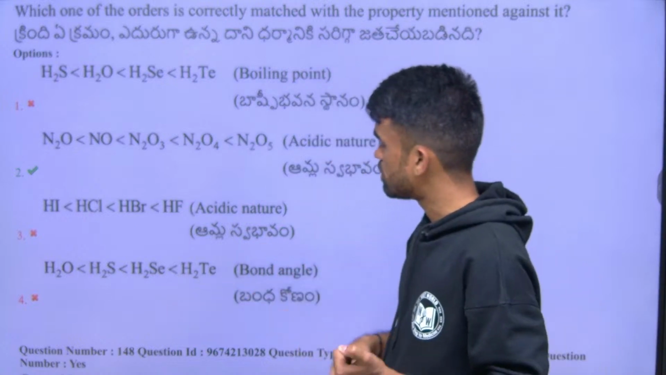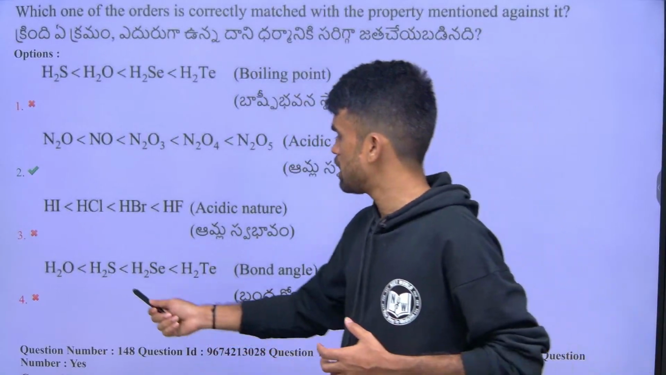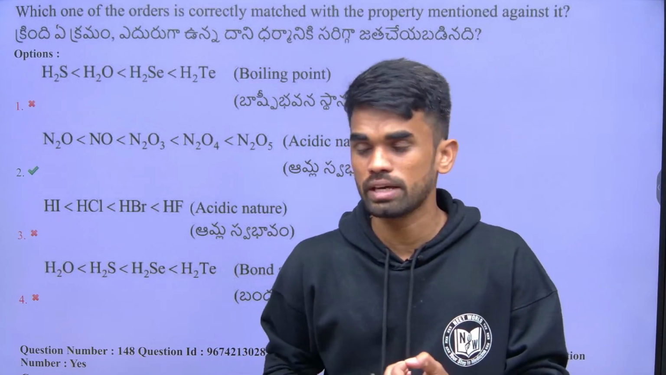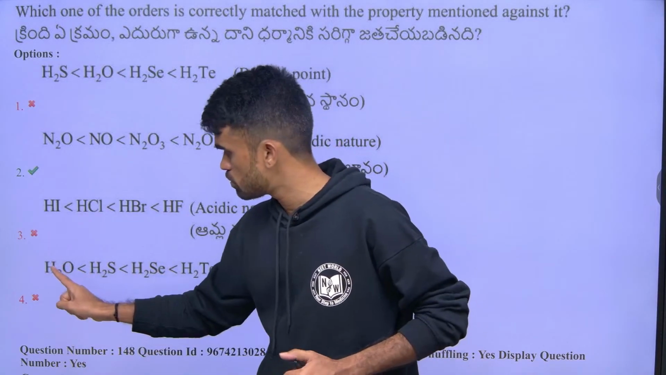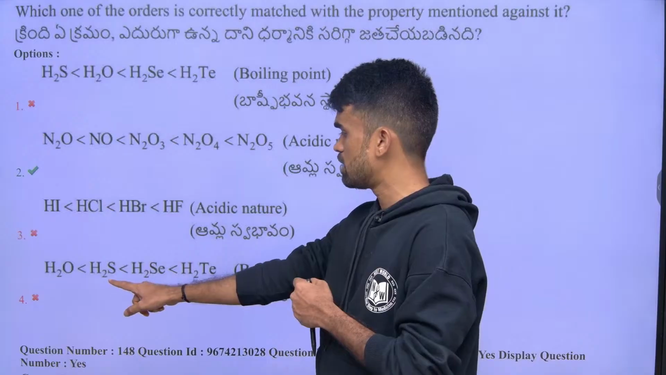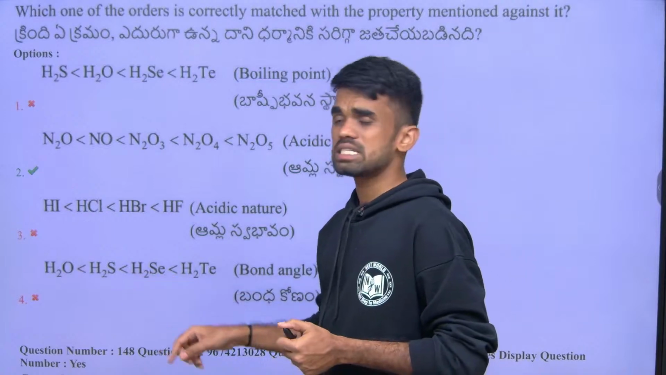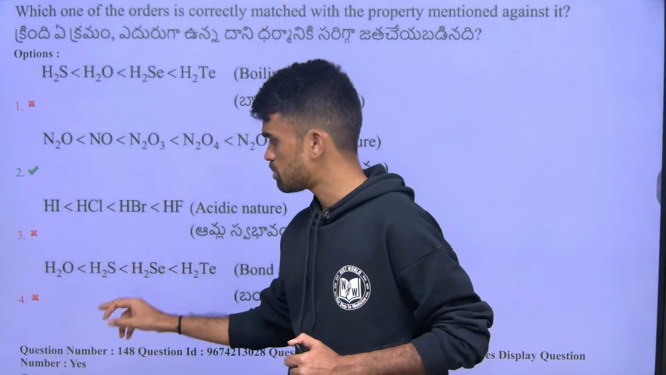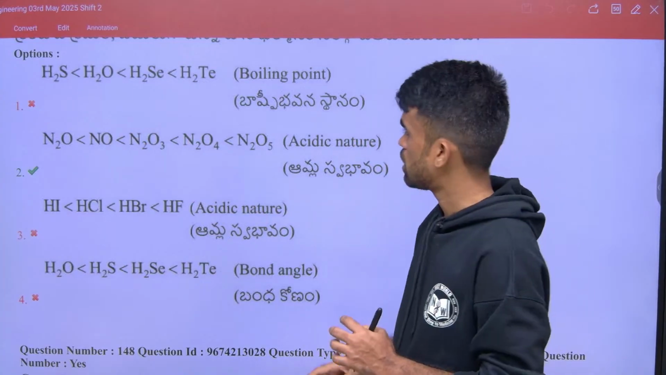Now the bond angle. Accurate bond angle measurement is seen in H2O, and for the remaining hydrides it will be around 91, 92 like that, but for water it is 104. So water will have the highest bond angle among these hydrides, so it should be maximum, but this is also incorrect. You can remove this, because we will study that there is no hybridization in H2S and H2Se. Based on that the bond angles are around 90, 91 degrees, but for water it is 104. So this fourth option is also incorrect. So what is the most accurate one? The second option is correct. You can go with the second option.